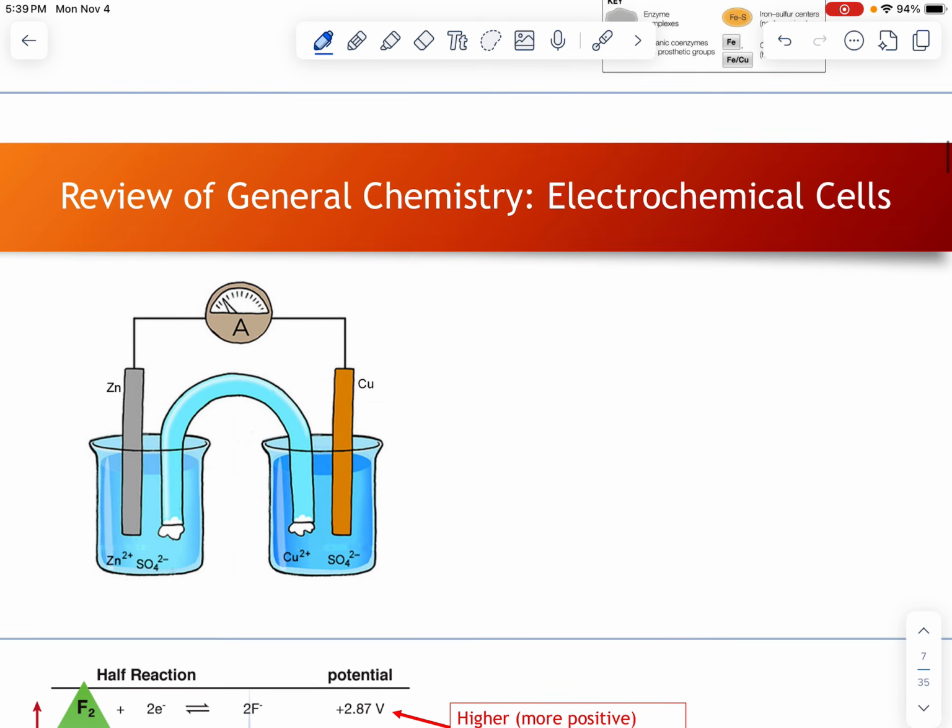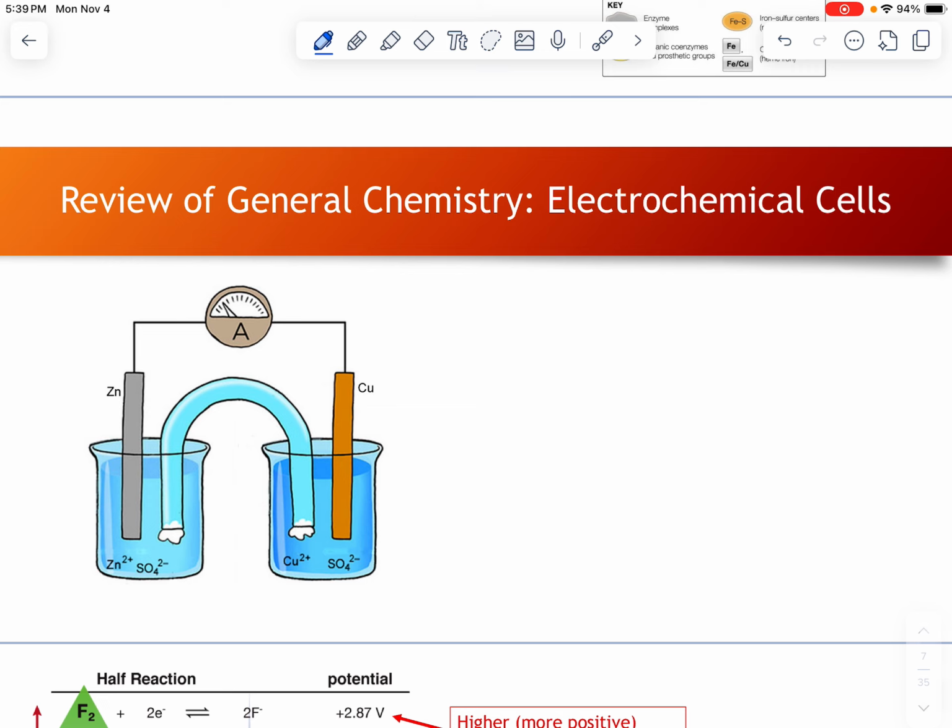All right, let's review our general chemistry a little bit. So this might look familiar. In chemistry, we talked about electrochemical cells, and we talked about the fact that if we set up two half reactions, so this side has just zinc and zinc 2+, and this side has just copper and copper 2+. There's no route for the copper ions or the zinc ions to flow from one to the other. But what we find in this particular case is that the electrons flow spontaneously from the zinc to the copper.